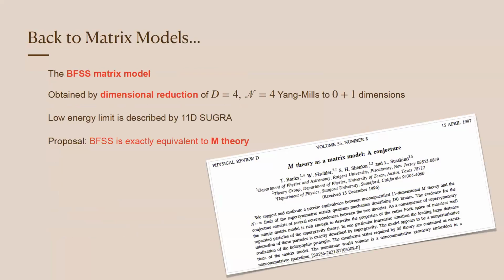Okay, now coming back to matrix models. So let's come back to the BFSS matrix model. This is the original paper where this matrix model was introduced. This model is obtained by dimensionally reducing a 10-dimensional theory, or a 4-dimensional theory with N equal to 4 supersymmetry, or a 10-dimensional theory with N equal to 1 supersymmetry, down to 1 time direction. Okay? So the proposal was that this matrix model is exactly equivalent to M theory. It contains all the information about the string. That was a proposal.